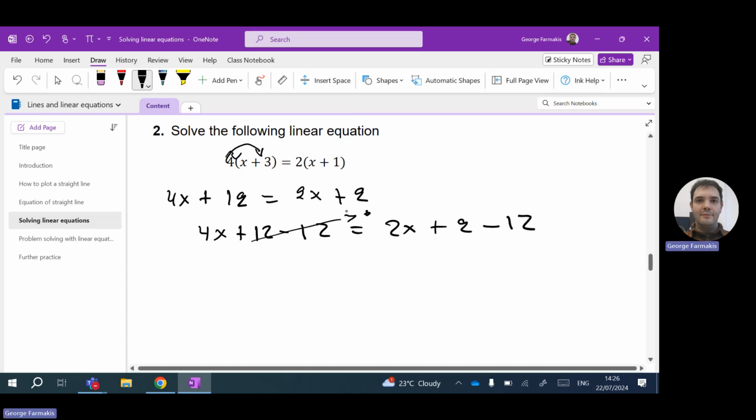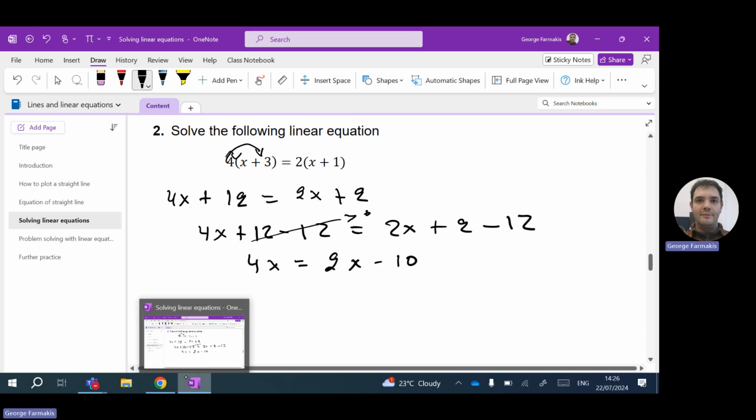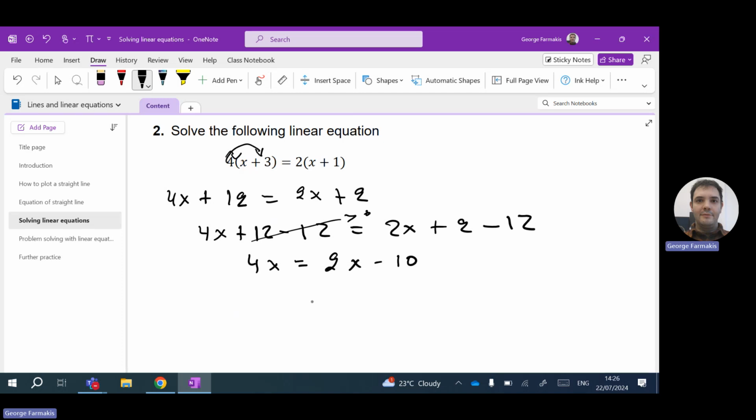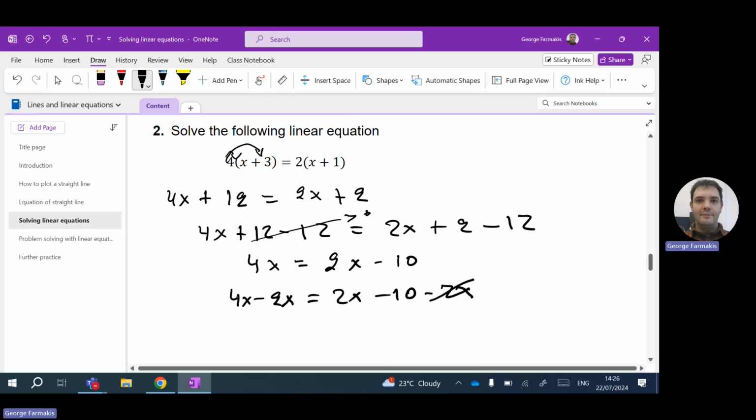This is 0. 4x equals 2x, and 2 minus 12 is minus 10. And then we subtract 2x from both sides, so we have 0x on the right-hand side. So 4x minus 2x, 2x minus 10 minus 2x. So this and this cancel. 4x minus 2x will give us 2x equals minus 10.